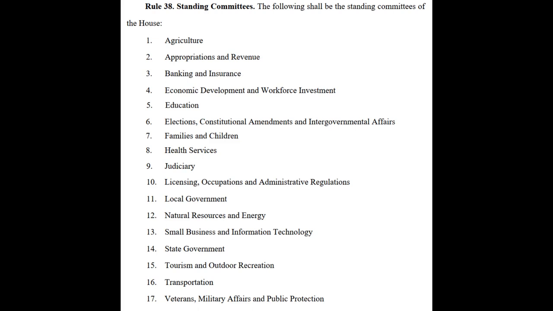13. Small Business and Information Technology. 14. State Government. 15. Tourism and Outdoor Recreation. 16. Transportation. 17. Veterans, Military Affairs, and Public Protection.